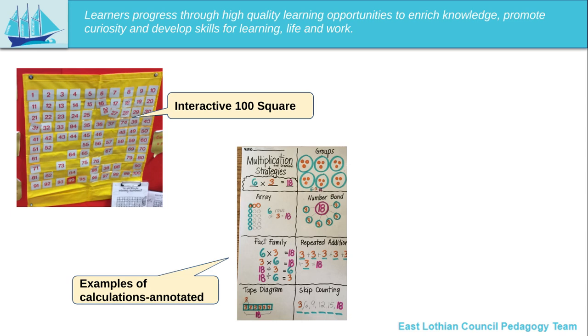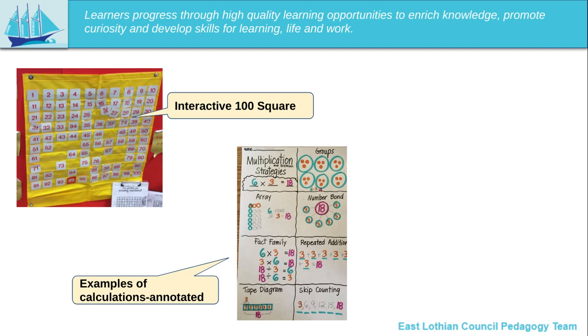Examples of calculations which are annotated are a really good resource to have up. So if you've done examples with the class and you've modelled the steps to show your strategy that you've used, then these can be on display too, so that children can refer to them during lessons. And often we write this kind of thing on the whiteboard or the interactive whiteboard, and then once we've turned the slide or turned the page, the children aren't able to see it. And it might be, you're working with a different group, and so you need the board for something else, or we've put the learning intention and success criteria back up. So having it on perhaps a large sheet of sugar paper enables children to refer to it during the lesson if they're stuck.